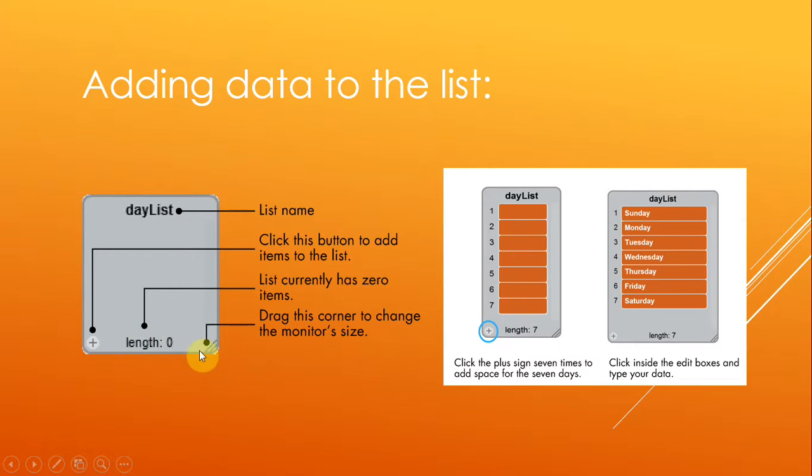The length item here tells you how many items are currently in your list. Every time you click on it or when your program adds items, you'll see this number will increase by 1 when you use the add, and obviously decrease by 1 when you use the delete button.